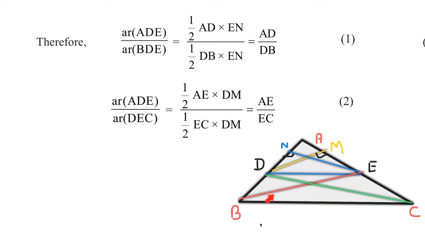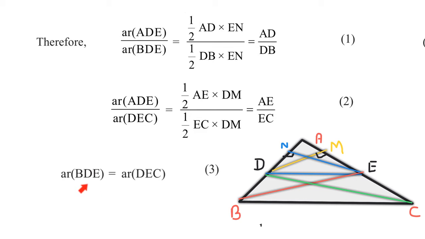If two triangles have the same base and are between the same parallels, we have studied in our lower grades that the areas of these two triangles will be equal. So the area of triangle BDE is equal to the area of triangle DEC. Why? Because these two triangles have the same base DE and are between the same parallels DE and BC. So let's label this equation as 3.